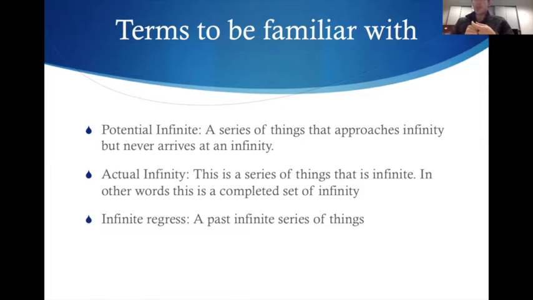That's called an infinite regress. And this would just be a past infinite series of things. So if you think about the case of the universe, if the universe is eternal, that means it has a past infinity of causes, and that would be an infinite regress. So for any time you want to choose in the present or in the future, there will be an infinite amount of events prior to that, if the universe is eternal.